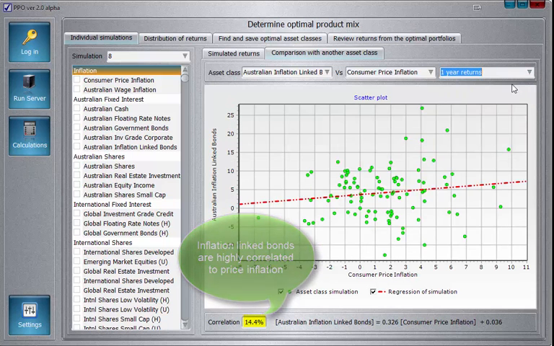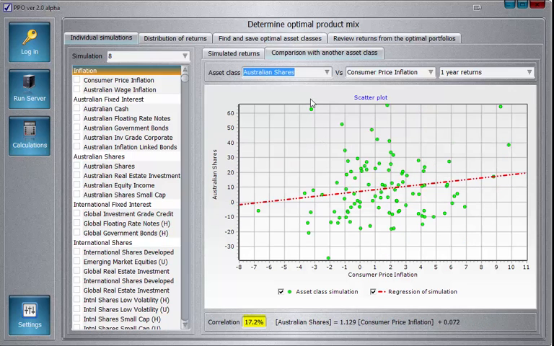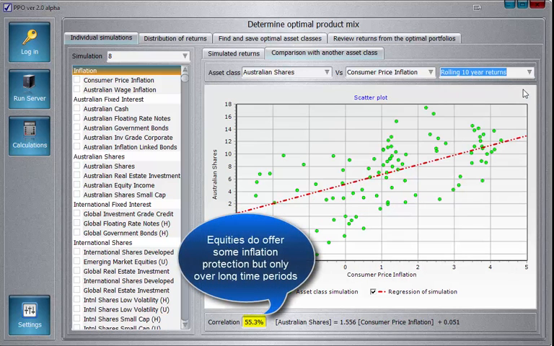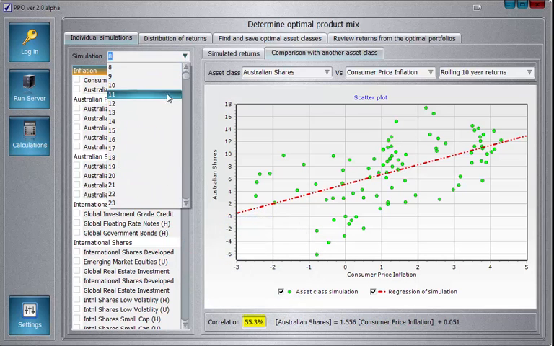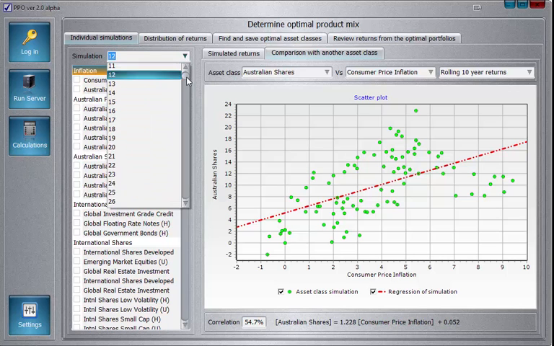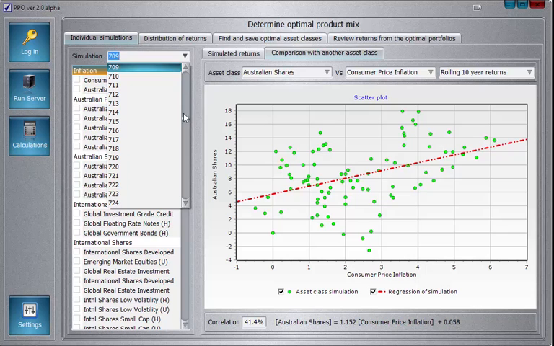Even equities, which have very low correlations over a 1-year period, tend to be highly correlated over longer time periods, as can be shown in this chart, and that's just for one simulation. We can also consider differing simulations, and you can see over here, over a 10-year period, Australian shares are moderately correlated to inflation, regardless of which simulation is used, and you do get slightly different results for each simulation.